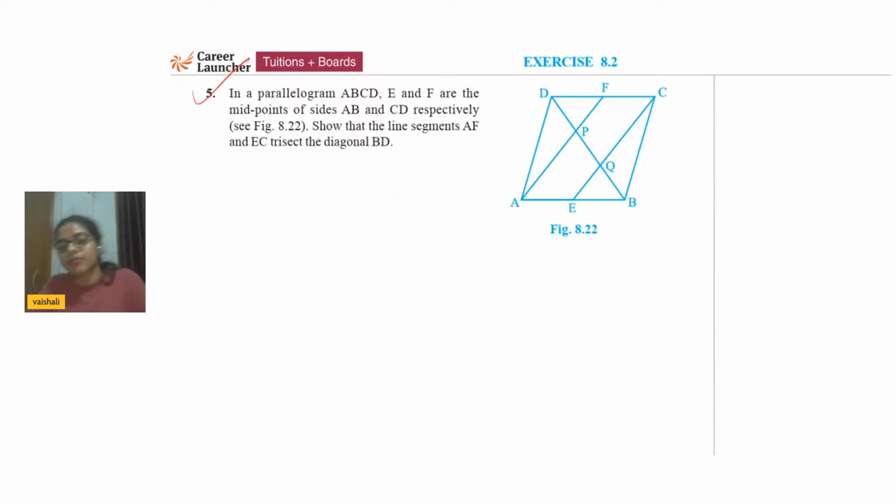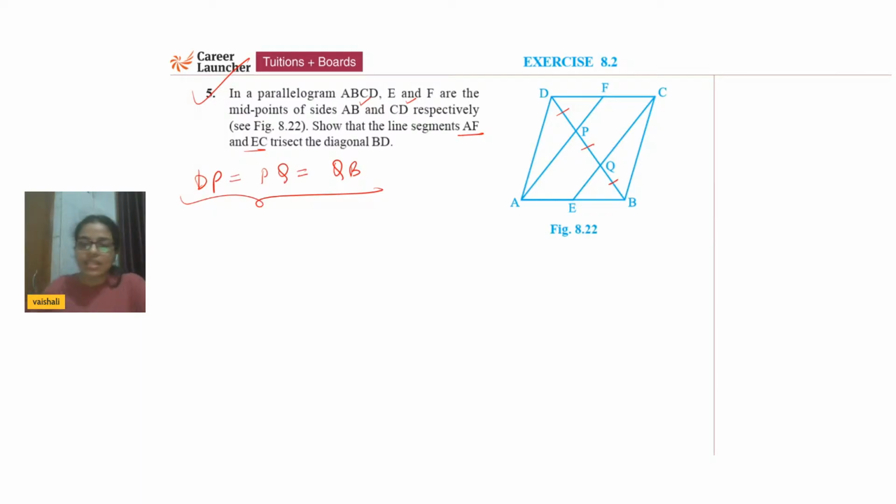Question number 5. In question number 5, we have a parallelogram ABCD. E and F are the midpoints of AB and CD. We need to show that the line segments AF and EC trisect the diagonal. Trisect means DP must be equal to PQ, which must be further equal to QB. If these are equal to each other, then I can say that the line segments AF and EC are trisecting the diagonal BD. But what else do I need to make use of to prove the same? What can we use in this?